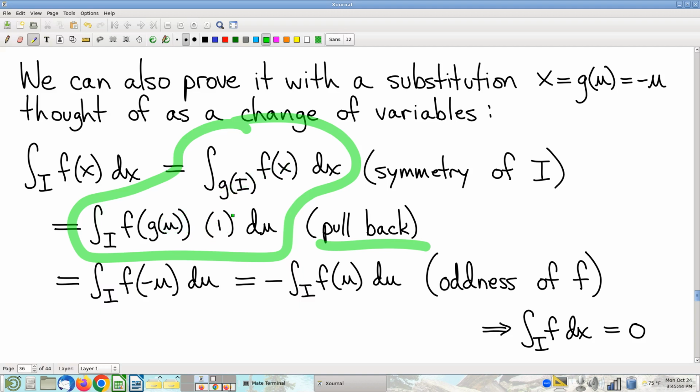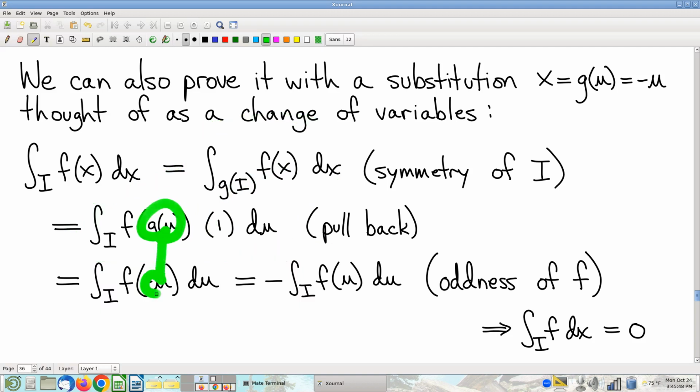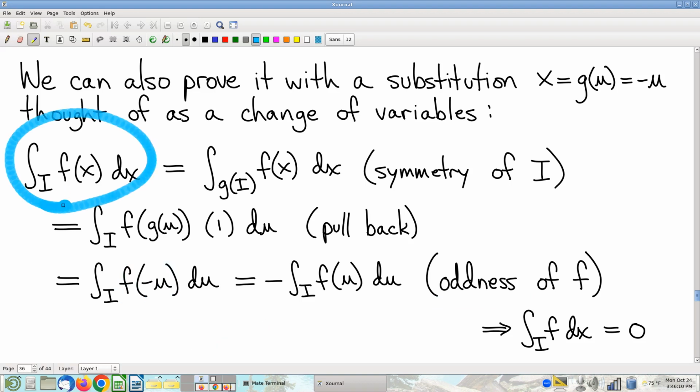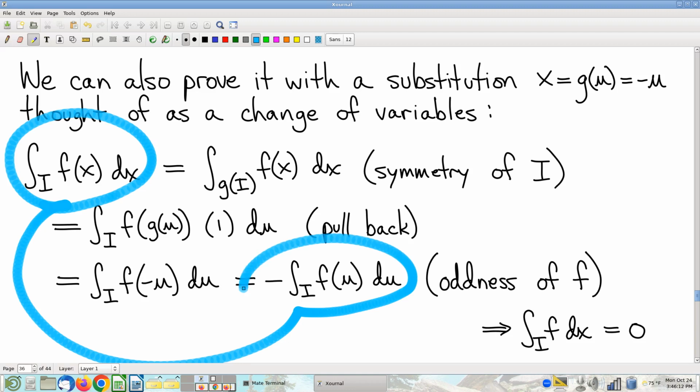There's the pullback aspect of things. Then don't forget to plug in what g of u is. g of u is negative u. And then we can use the oddness of the function. Right? Well, I'll do it like this. Because of the oddness, this minus sign factors out. Okay, so what have we done? I've turned an integral into another integral. But in particular, my original integral is now the negative of itself.